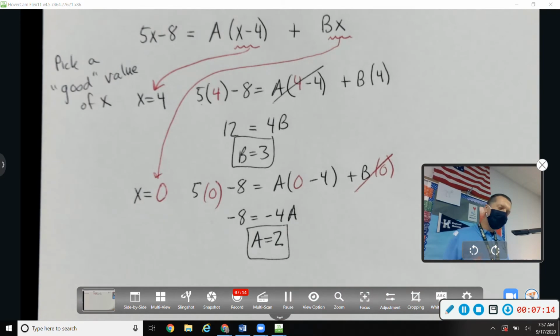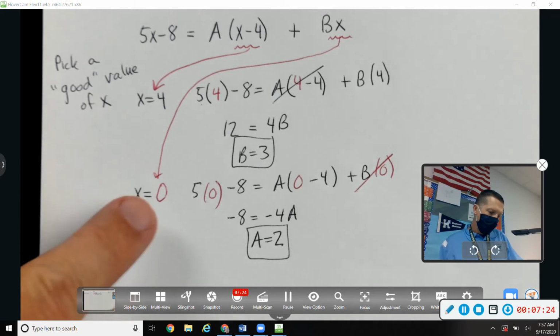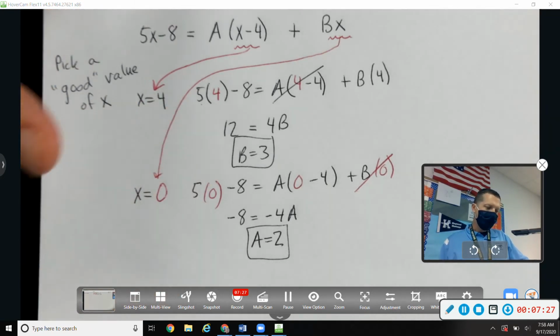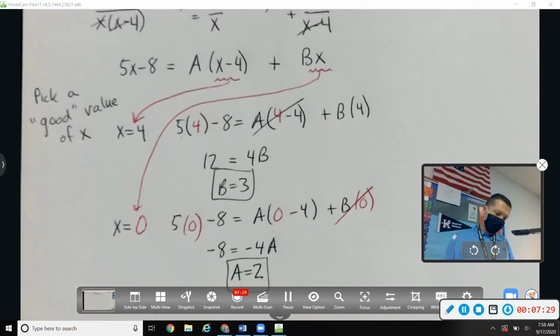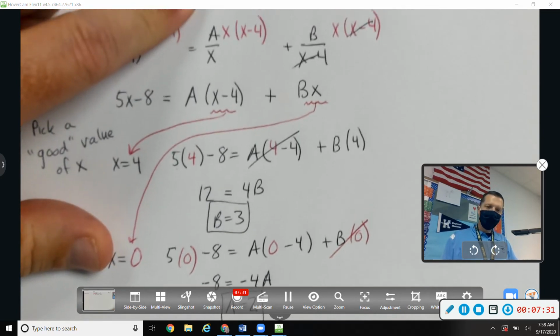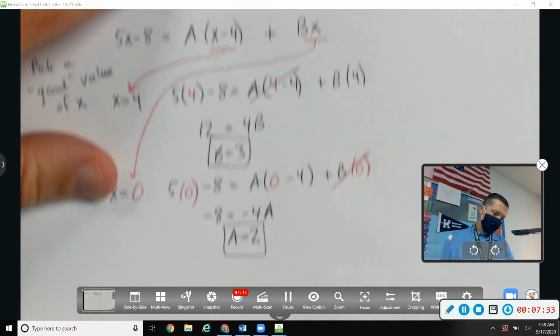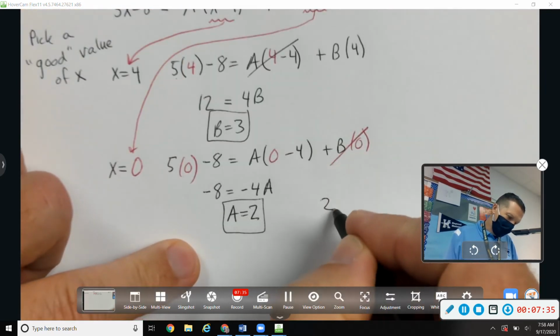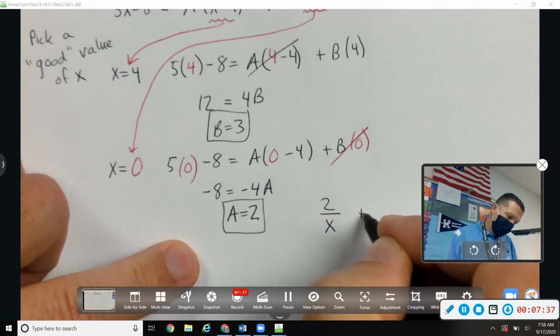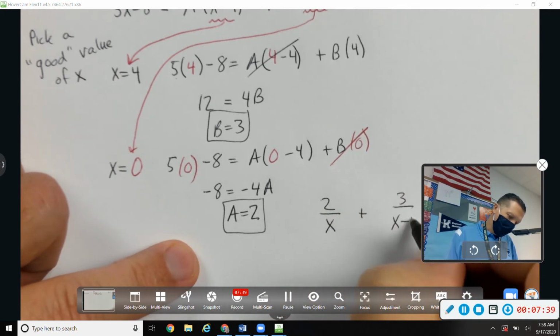Generally speaking, you're not guaranteed to get integers, but if we write the problems well, you will get integers. So if you get crazy fractions in here, you probably did something wrong. All right, we're not done yet until we write the partial fractions. So we've done all the work. We just need to go back to our original statement up here and write 2 over x plus 3 over x minus 4.